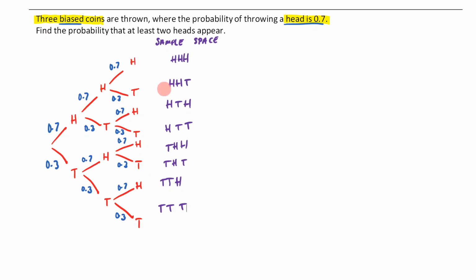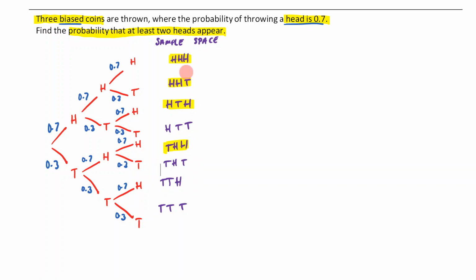Once I've got all of those, I need to see what it wants me to do. It says, find the probability that at least two heads appear. So let's highlight where that happens. At least two heads. Well, that would be it, that would be it, that would be it. This isn't it. That would be it. No, no, and no. So we've got these four options before us.